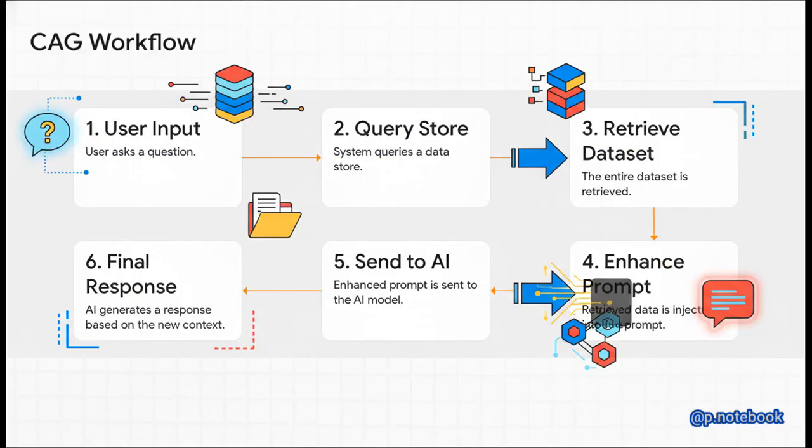So let's break down the CAG workflow. A user asks a question. The system then queries some data store, could be a database, a folder of documents, whatever, and it grabs the entire data set. Then it injects all of that stuff behind the scenes into the prompt before sending the whole package to the AI. It's super direct, very straightforward, but you can probably see the catch, right? This really only works well for small, focused data sets. If you try this with a massive knowledge base, you're going to run into trouble real fast.